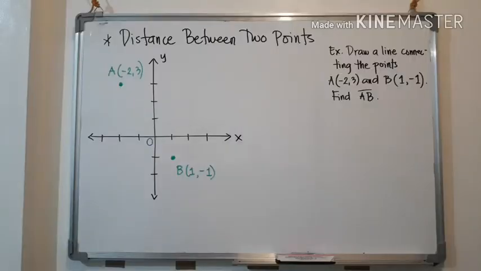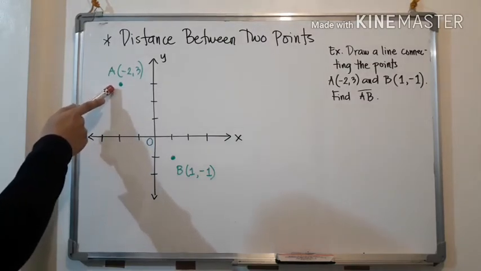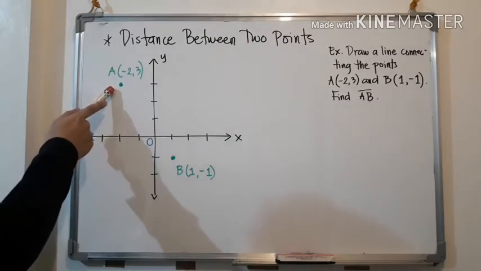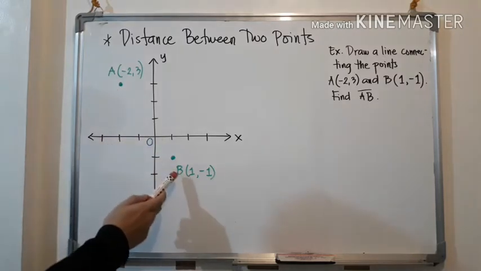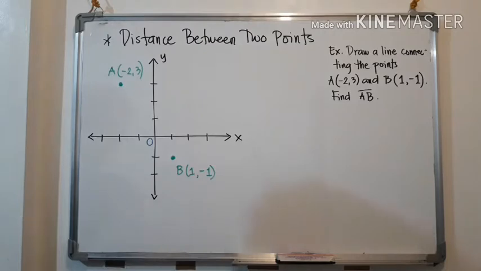Let's have distance between 2 points. So example, draw a line connecting the points A, which has rectangular coordinates negative 2 and 3, and B, which has rectangular coordinates positive 1 and negative 1. So the instruction says that we are to draw a line connecting these 2 points.